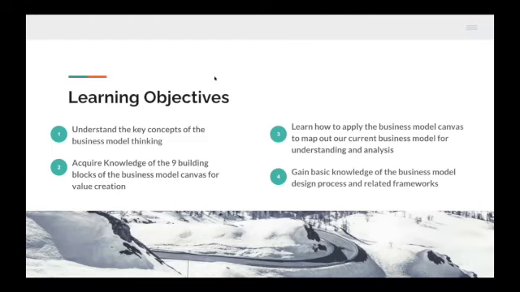The objectives today are understanding the concept of business model thinking, understanding the different blocks within this business model canvas that we're about to look through, how to apply this to your actual business, and being able to understand the design process of asking questions about your customers, your value proposition, and your partners, and understanding how your business all plays out.